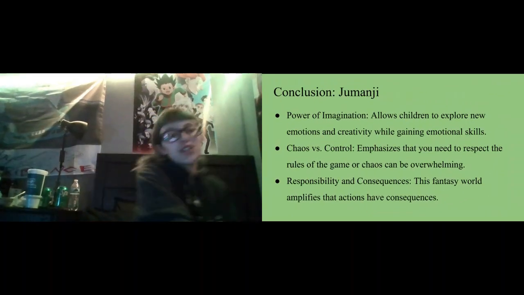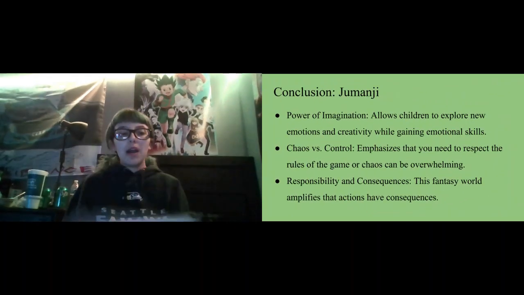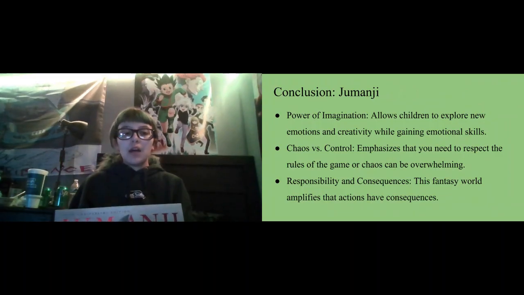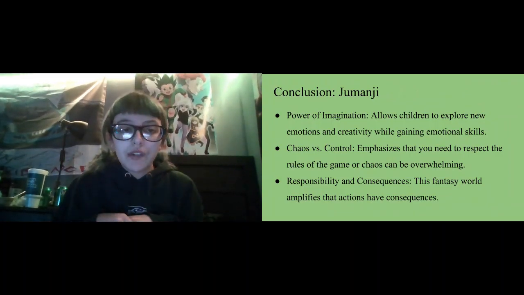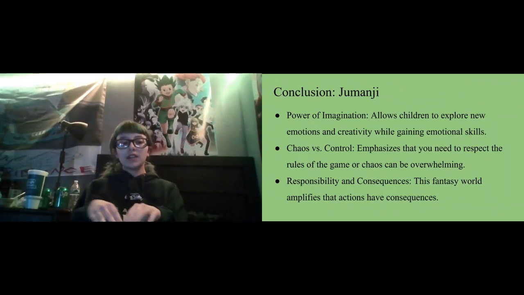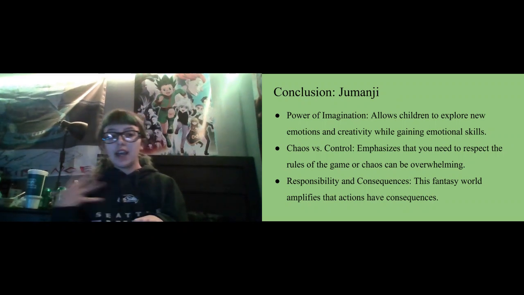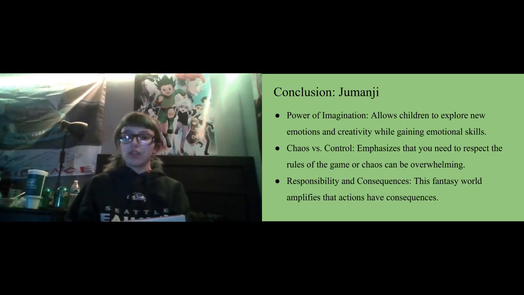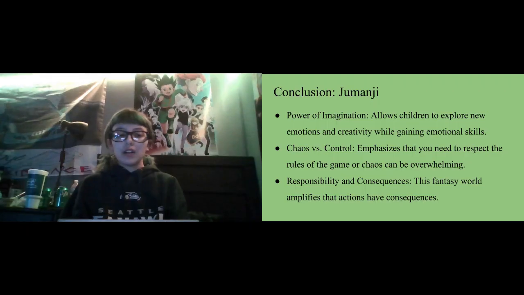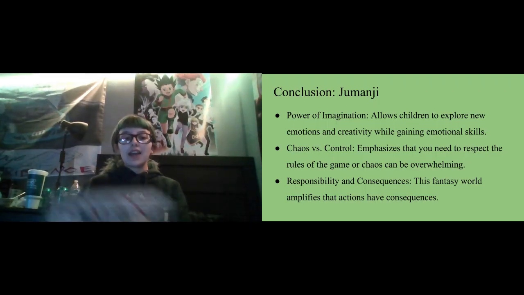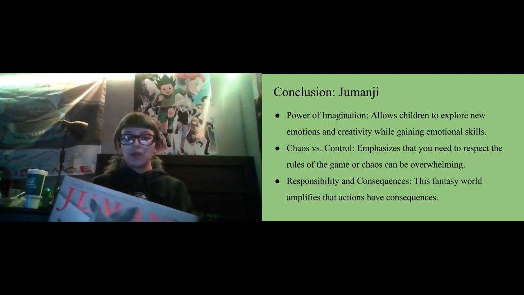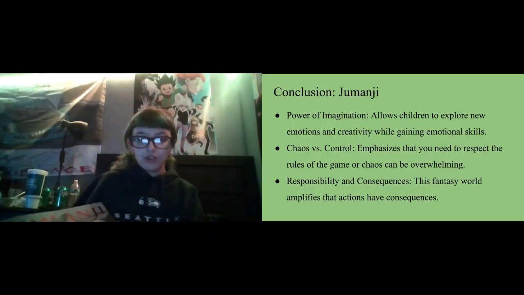The conclusion for Jumanji: power of imagination allows children to explore new emotions and creativity while gaining emotional skills. Chaos versus control. Specifically in the book, it emphasizes that you need to respect the rules of the game, or chaos can be overwhelming and destructive. Responsibility and consequences. This fantasy world amplifies that actions have consequences. So they chose to start the game, they had to finish it with the rules.